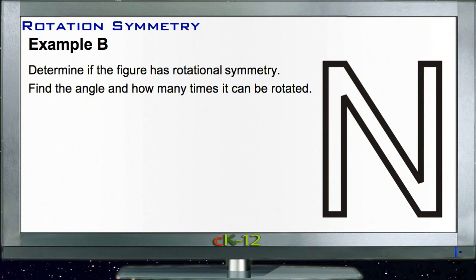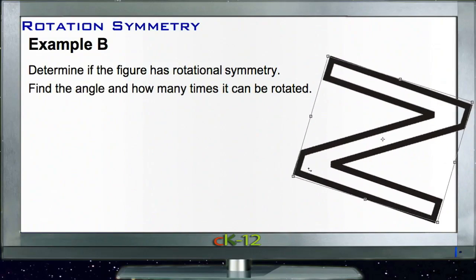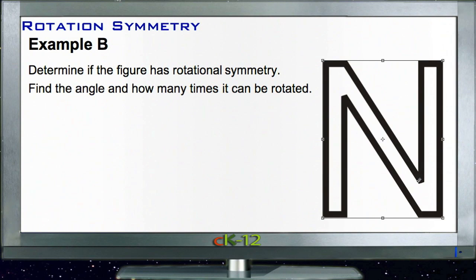gives us a little letter n and has the same question. Determine if the figure has rotational symmetry and then find the angle and how many times it can be rotated. So if we grab the n, like so, we can see that for most of the way around, it does not have rotational symmetry. But if we go all the way upside down, like so, it does. So this figure can be either right side up or upside down. It does have rotational symmetry.